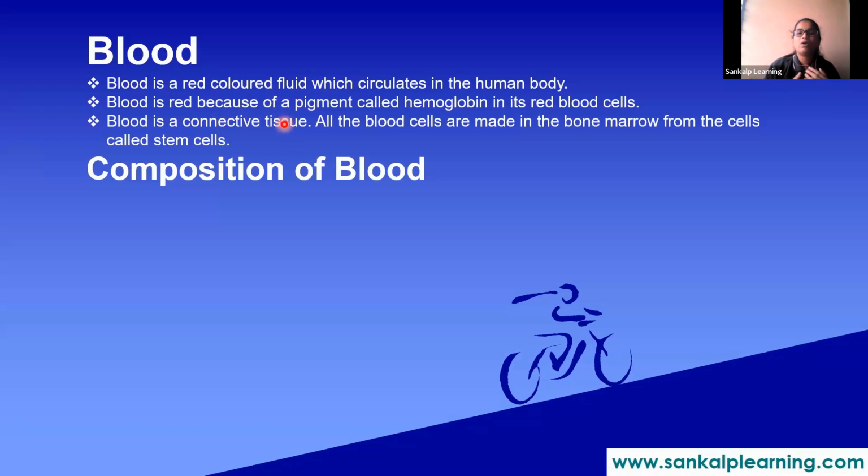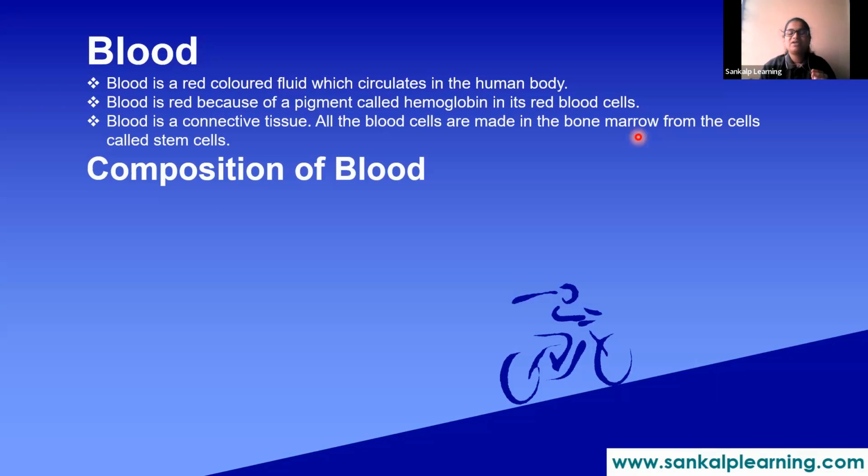It connects many organs. Tissue means a group of cells. So all the blood cells are made in the bone marrow, from the cells called stem cells. You remember only this: the cells will be present in the blood. Blood has specialized cells in it, and those cells are formed in a part called bone marrow. This is a brief introduction about the blood.